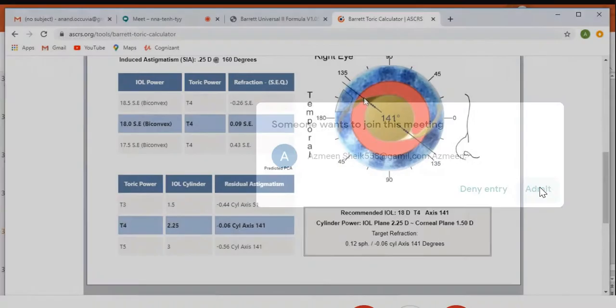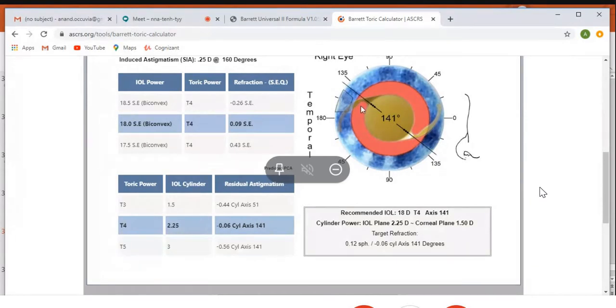If there is some axis change after the IOL placement, within 5 degrees of change, it is acceptable. The lens power will not have much impact. The target refraction will remain the same. But if instead of 141 degrees, the lens rotates to 150 degrees or 160 degrees, then the cylindrical power will be very, very high. You will end up having minus 2 cylinder, minus 1 cylinder, like that.